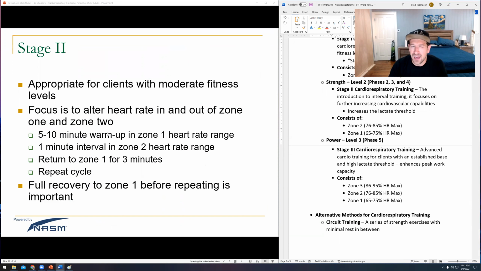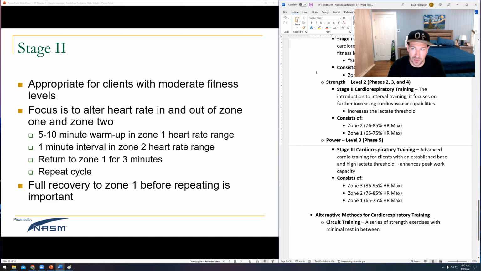So they might start with like a 5 to 10 minute warm up in zone 1, because again, 5 to 10 minutes, you can do that. It's the low heart rate zone. And then do 1 minute in zone 2, which will get you out of breath. And then you're gonna have to slow down. So you're gonna return to zone 1, let's say 3 minutes. So you do 1 minute at the hard stuff, 3 minutes at the easy stuff. 1, 3, 1, 3, 1, 3, 1, 3. Right? We're going back and forth. Let me just repeat that cycle.